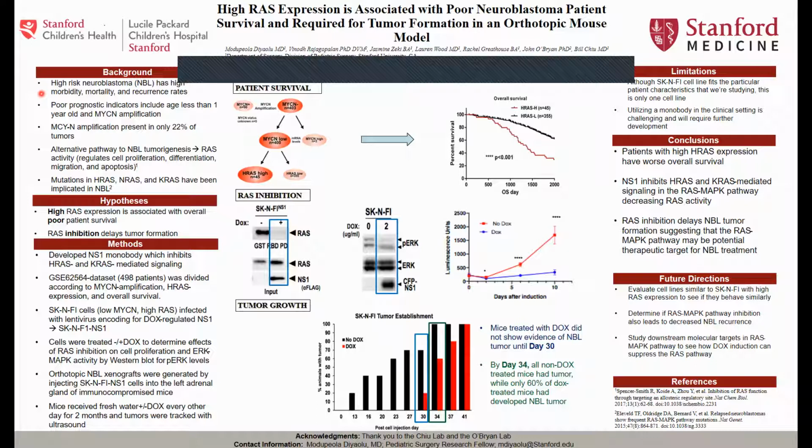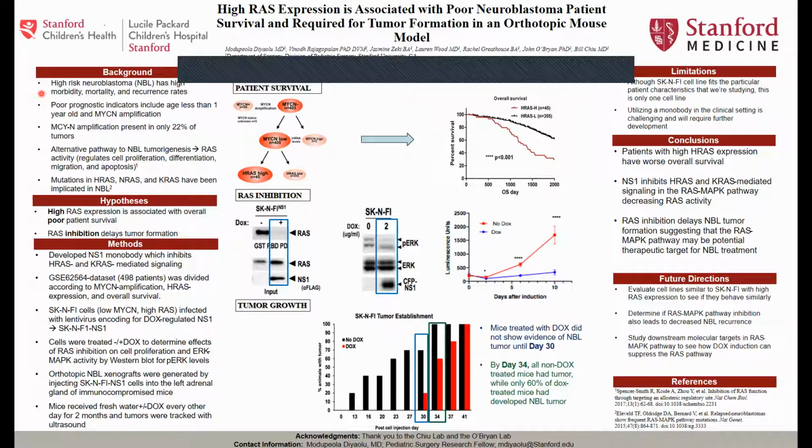Neuroblastoma is the most common pediatric extracranial malignancy, resulting in hundreds of new cases yearly. Treatment requires a multimodal approach, and remission can be especially difficult with high-risk features or poor prognostic indicators. Research is typically focused on MYC amplification. However, this accounts for approximately 22% of tumors.